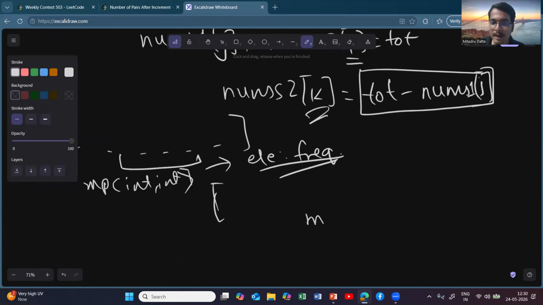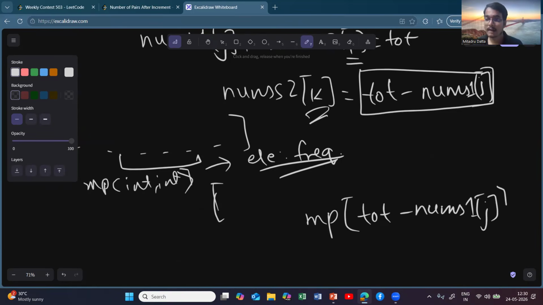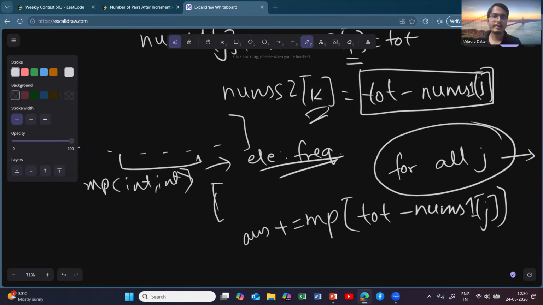You just need to check whether total minus nums1 exists in this map or not, and if it exists, how many times it exists. So answer plus equals to this. You need to find the number of pairs j, k, right? For all j, even if you iterate, it will be only length 5 as told in the question. Nums1 is length 5, so you can iterate for all the j and do answer plus equals to map of total minus nums1 of j.